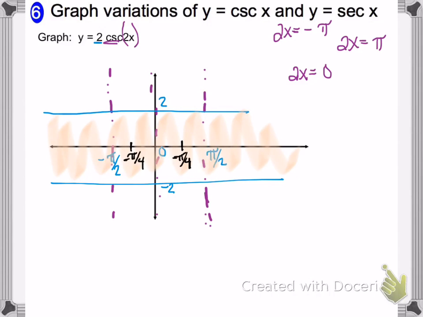The reason why is because that is where our cosecant graphs are going to start. So the one on the right is going to go up, and the one on the left is going to go down. And there's your graph of cosecant.